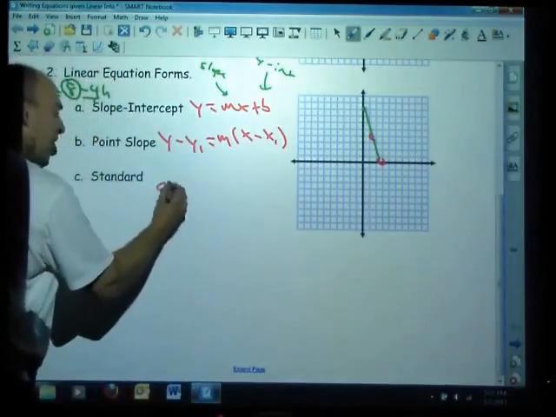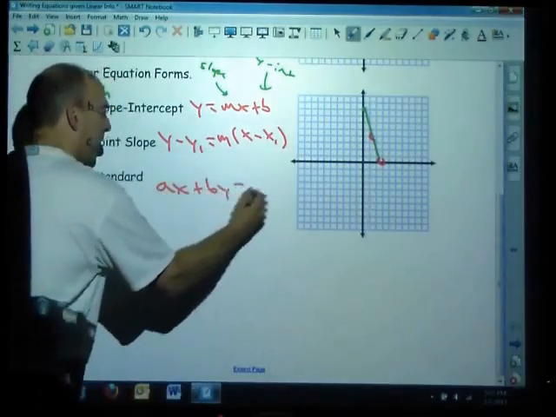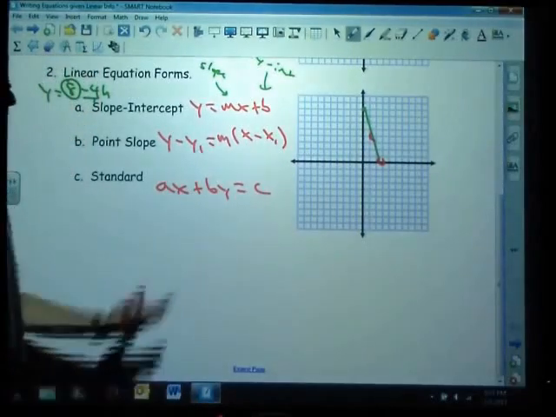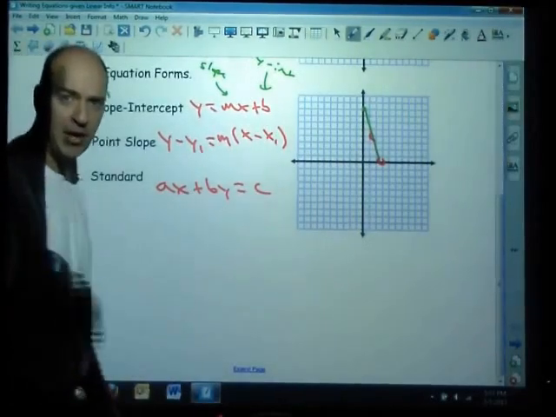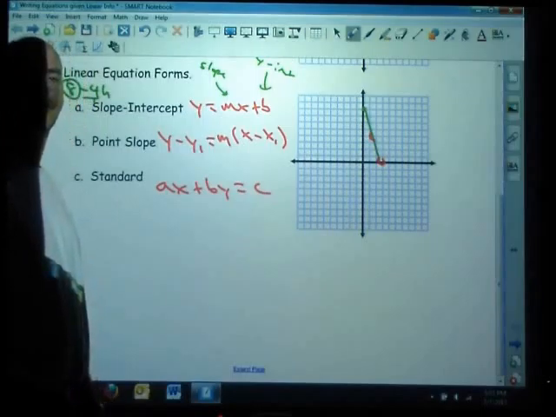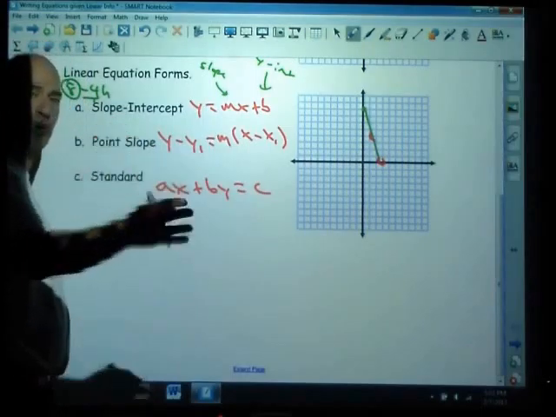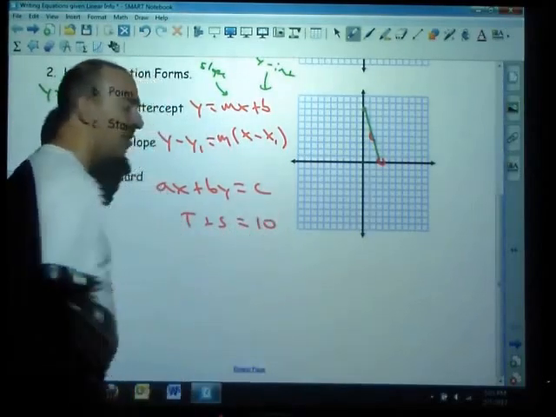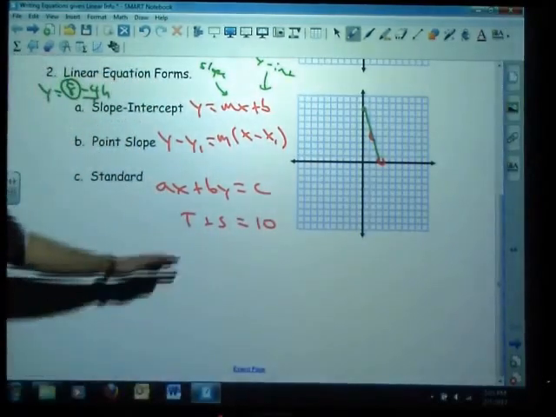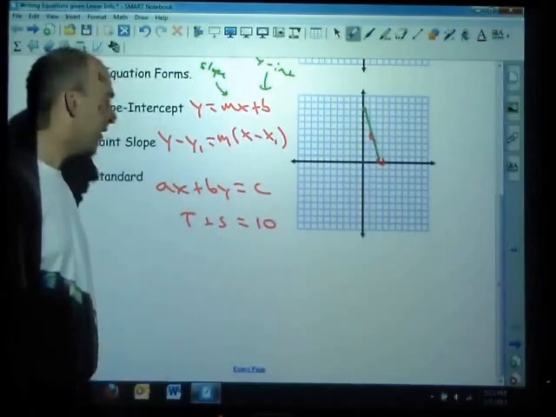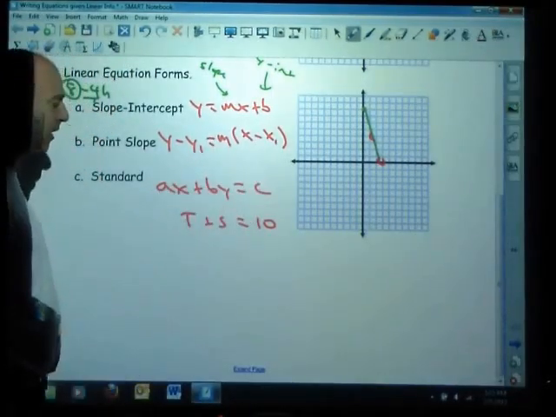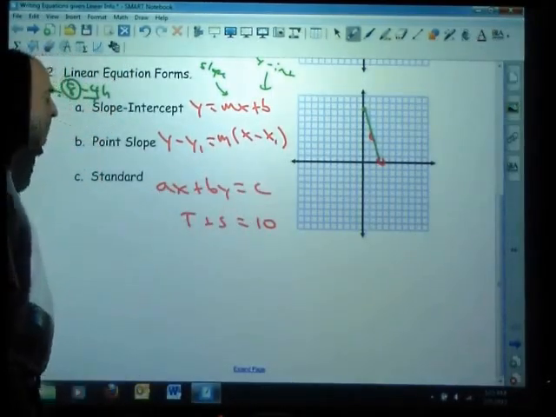So what you see is a couple of things combining to make some total. I could say in my backyard I've got 10 trees and shrubs. Then we could say T plus S equals 10, and you have an idea of my backyard. And this is the standard form equation. So those are your three equation forms.